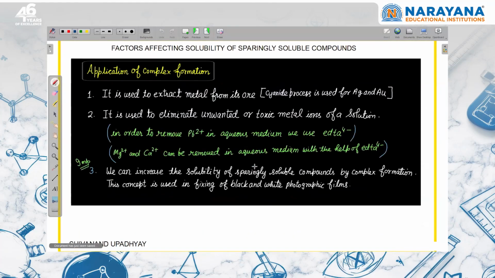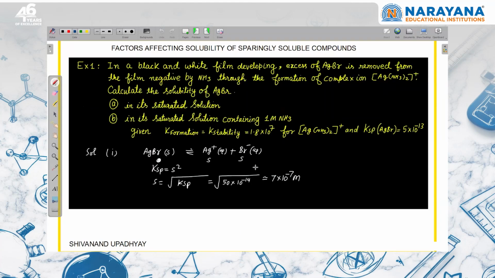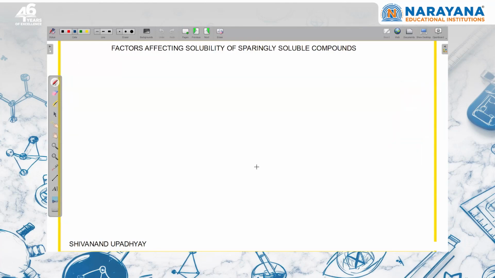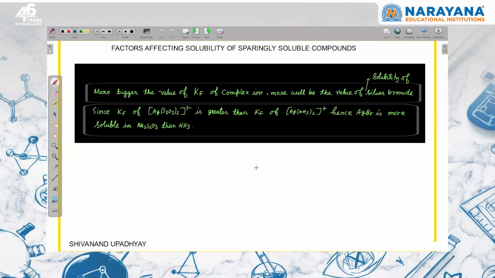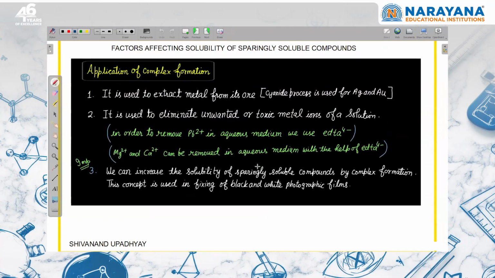Complex formation is left. We'll discuss complex formation in the next class, or you can go through it. If you have a problem, you can discuss it. This complex formation is also very important. Please go through it.